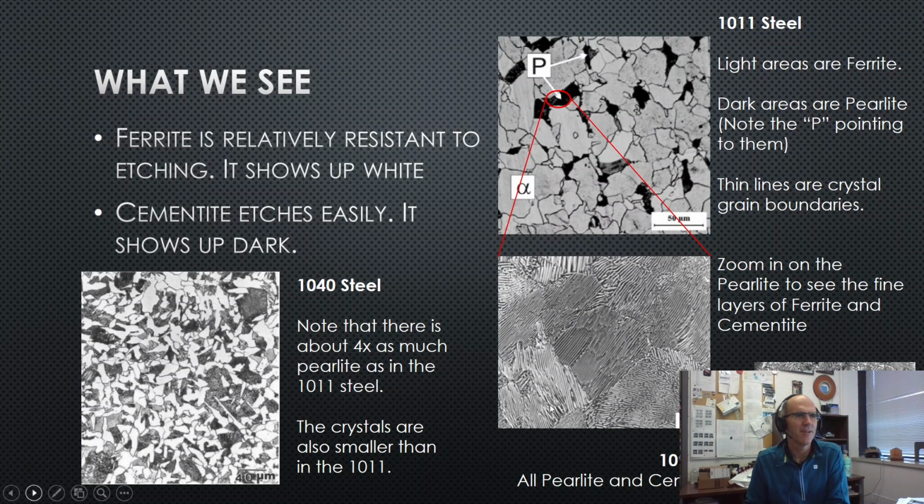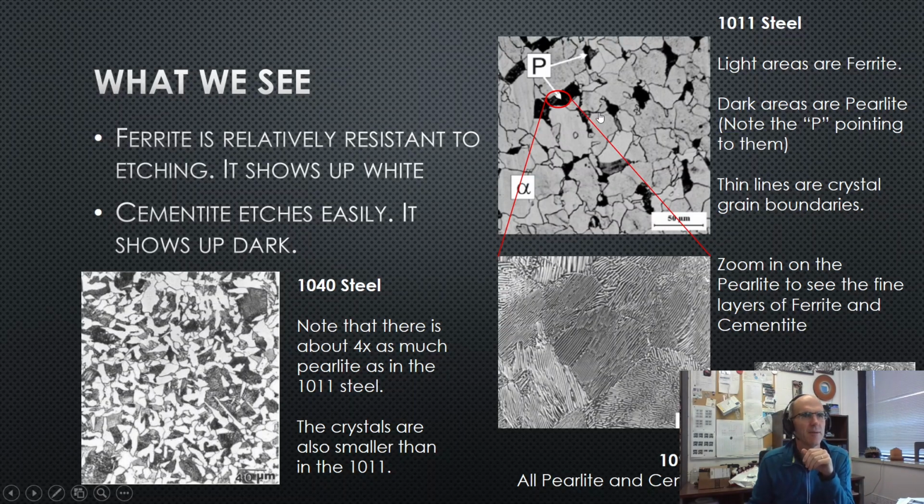Okay, so here's what we actually see in some of those photographs. And so here is a 1040 steel. Now, keep in mind that just like doing our wood identification, we're looking at a two-dimensional image of a three-dimensional structure. So we've sliced through a lot of things.